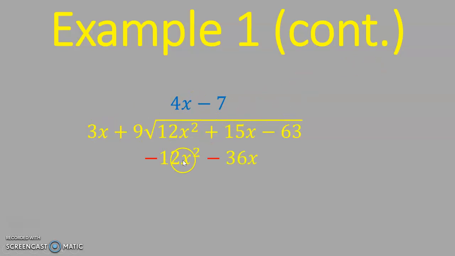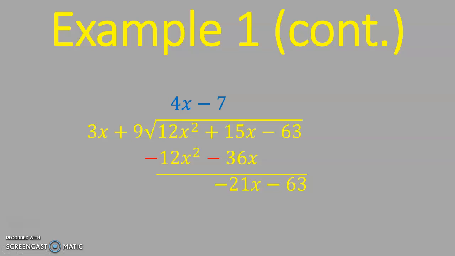4x times 3x is 12x squared. I put it in red here to show the sign change. 4x times 9 is 36x. Again, we're going to do the sign change. Okay, let's go ahead and subtract those. So that first one should always cancel. 15 minus 36 is negative 21x. And the fourth step is to drop what you didn't use. You didn't use the negative 63.